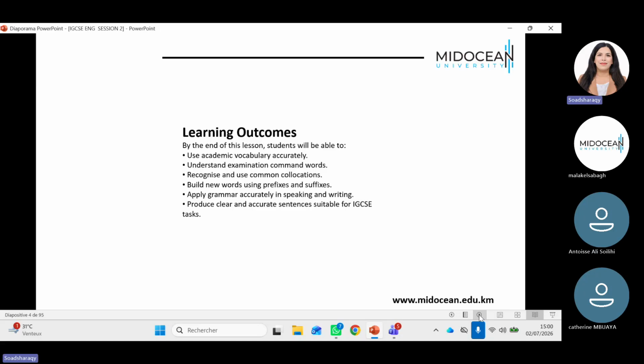Of course, by the end of this lesson, you will be able to use academic vocabulary accurately, understand examination command words, recognize and use common collocations, build new words using prefixes and suffixes, apply grammar accurately in speaking and writing, and also produce clear and accurate sentences suitable for IGCSE tasks.